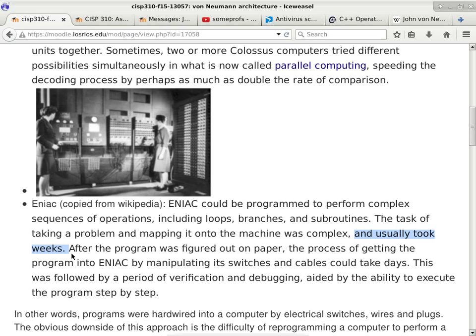That's because the program has to be figured out on paper. The process of getting the program into ENIAC is by manipulating its switches and cables, and could take days. So you first have to plan it out on paper, and then just to implement, just to quote unquote reprogram, or in your terms, because I know you know these terms, just to flash it, would take days because it's all manual. And then after that, it has to be followed by a period of verification and debugging. Because what if someone did not follow the piece of paper correctly and miswired something? Then it won't work correctly. So you have to debug it.